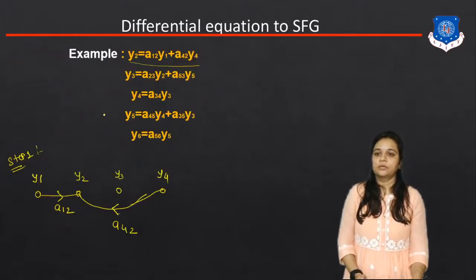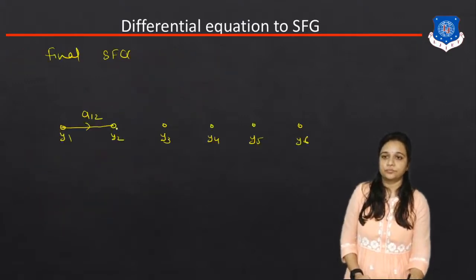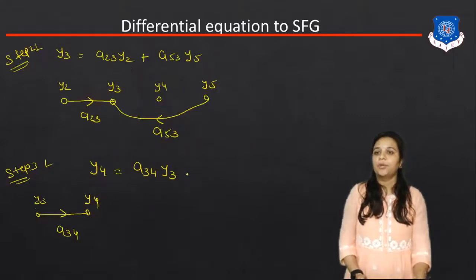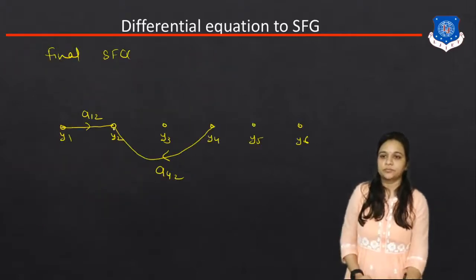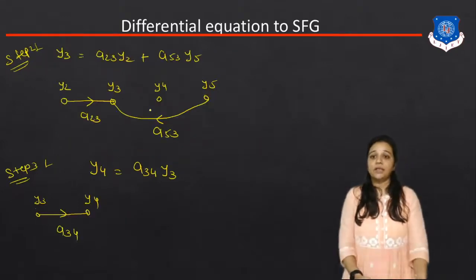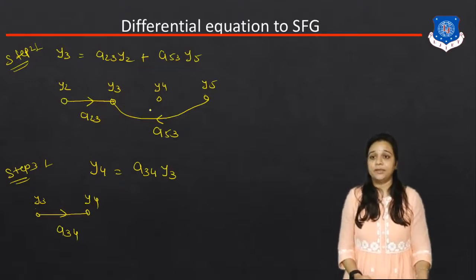Now for step number 1, y1 to y2 with gain a12, then y4 to y2 with gain a42. Step number 2, y2 to y3 with gain a23, and y5 to y3 with gain a53.